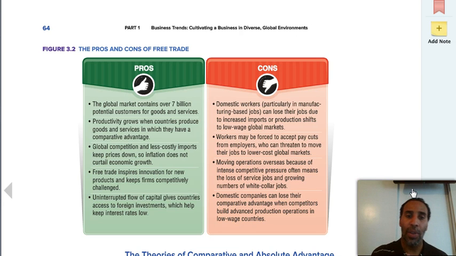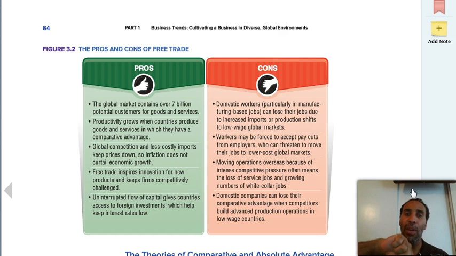So here are the pros and cons of free trade. The pros, or your thumbs up: the global market contains over 7 billion potential customers for goods and services. Productivity grows when countries produce goods and services in which they have comparative advantage. Global competition and less costly imports keep prices down, so inflation does not curtail economic growth. Free trade inspires innovation for new products and keeps firms competitively challenged because there are more people in the pool of competition. Uninterrupted flow of capital gives countries access to foreign investments, which helps keep interest rates low.